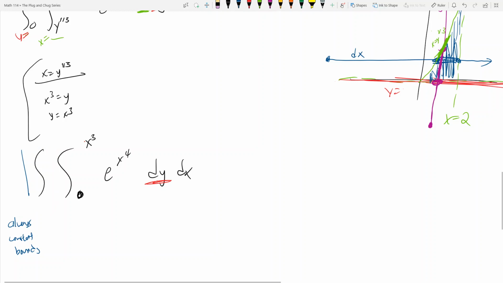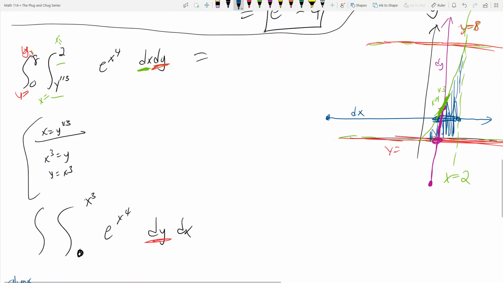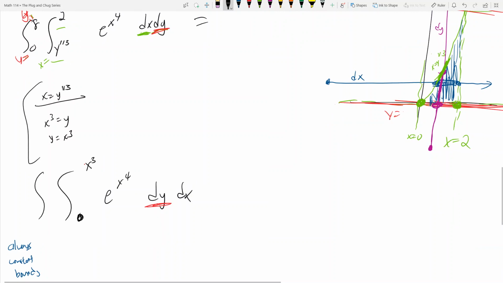So now what do I do? For dx, I just look at what's the biggest x I get and what's the smallest x I get. And we see here's the smallest x I get. It's at the origin, x equals 0. And the biggest x I get is right here. It's x equals 2. So here I go from 0 to 2. All right, and now I successfully switched the limits of integration.